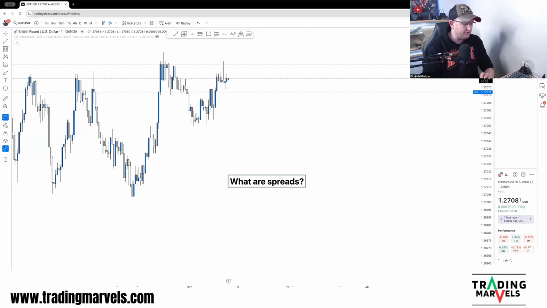Now, spreads are important to understand when it comes to entering and exiting your trade, because this can make all the difference of whether you get in the trade, or you get stopped out too early, or your take profit doesn't get reached. So having a basic understanding of how spreads work will really help you in the long term when it comes to trading.